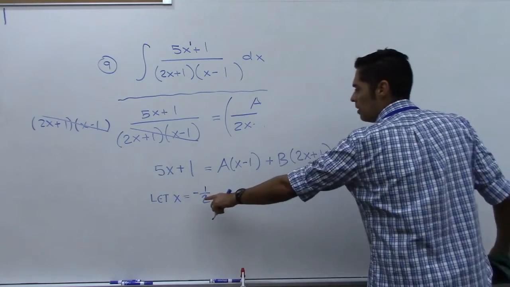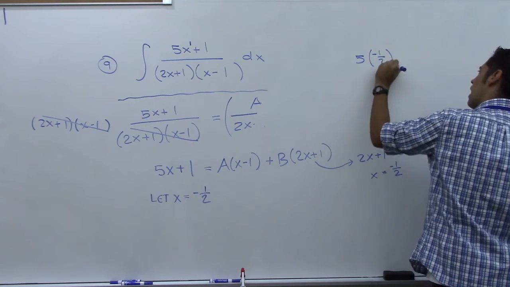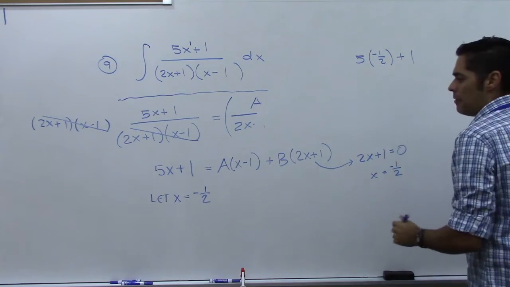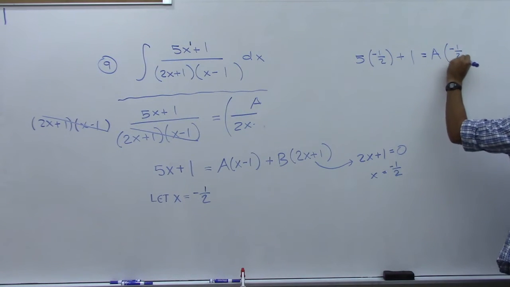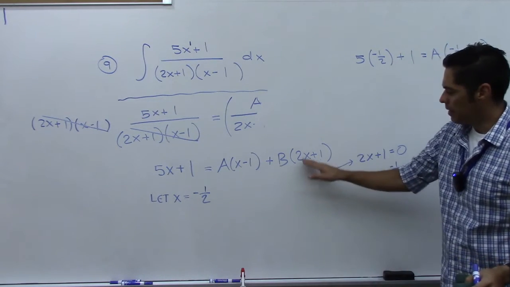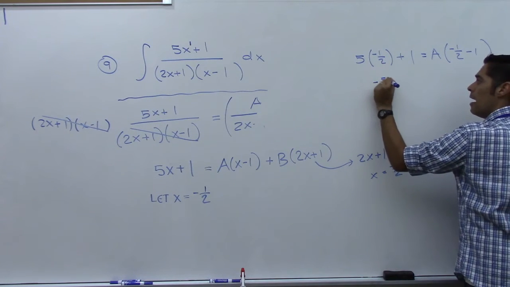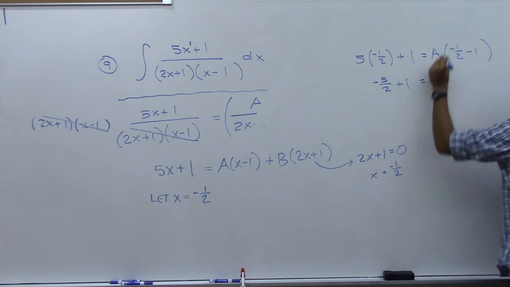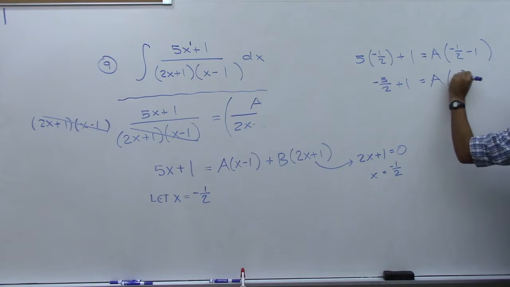So if x is equal to negative 1/2, I rewrite this. Left side, 5 times negative 1/2 plus 1. And then I rewrite the right side: equals a times negative 1/2 minus 1. That's this. And then we already know if we plug in negative 1/2 here, this whole thing goes to 0. So it's gone. And so now I have a linear equation. The only variable I have in here is a, so I'm going to solve for it. So here we get negative 5 halves plus 1 equals, let's put these two together, a times negative 3 halves.